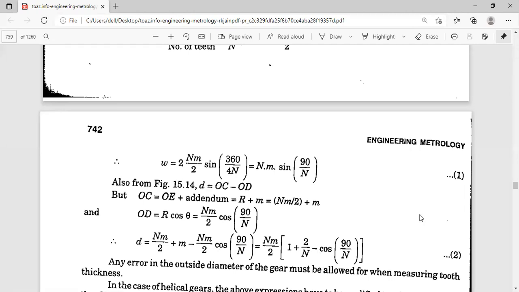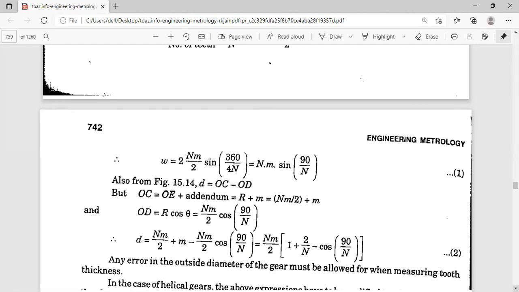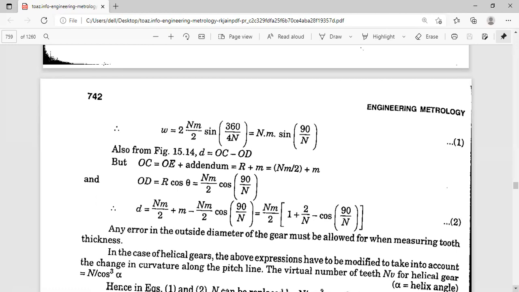You have to concentrate on the trigonometrical relations, and you have to know the fundamentals: what is addendum, what is module, what is the radius of curvature. All these are mathematics. Even in design subjects, whether it's mechanics or materials, if you are weak in mathematics, you have to know your weakness and try to overcome it. Any error in the outside diameter of the gear should be allowed for when measuring the tooth thickness.